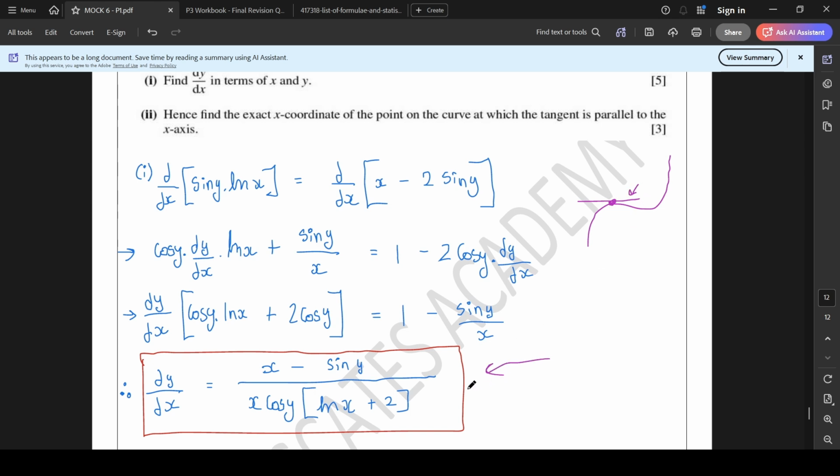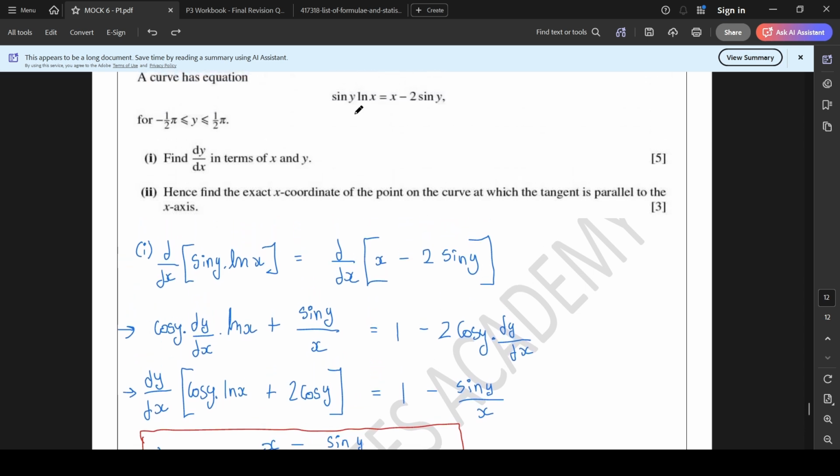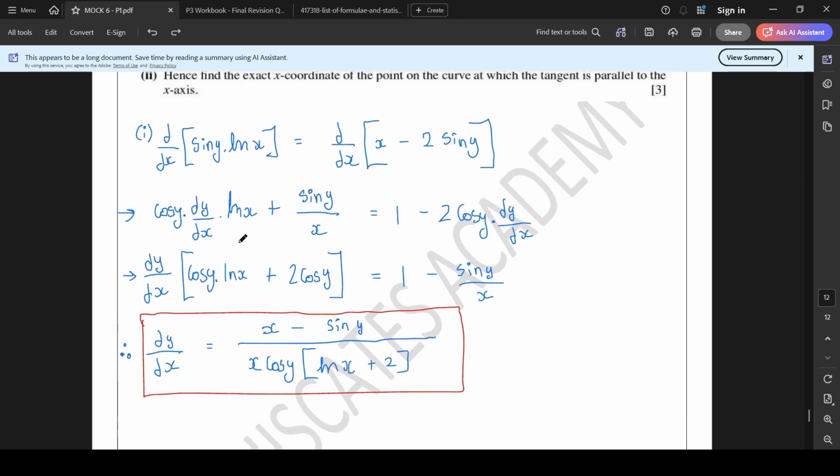So I've already found my dy/dx. That is why in the question they have mentioned the word hence. So I need to utilize this dy/dx and put it equal to 0 and try to form a relationship between x and y. Once I have that relationship between x and y, I can substitute it over here and try to find that exact x value for that stationary point. So let me go ahead and show you how I can do this.